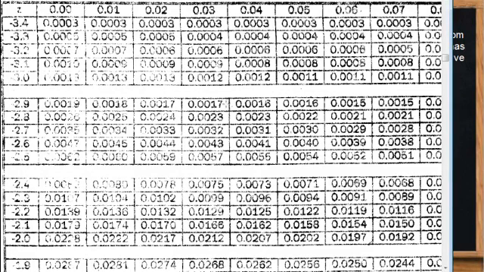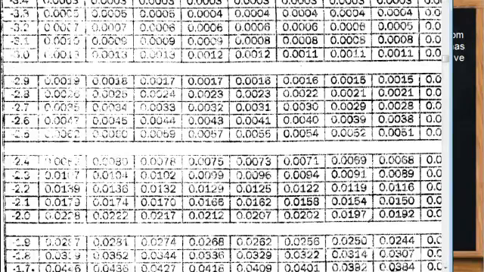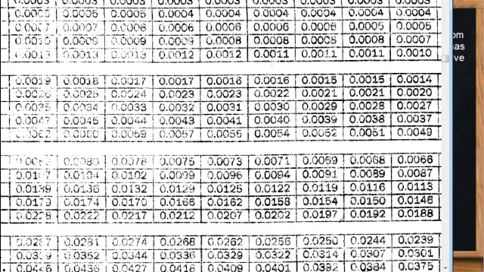So 0.025, asa man yung 0.025? Naa siya sa negative 1.9.